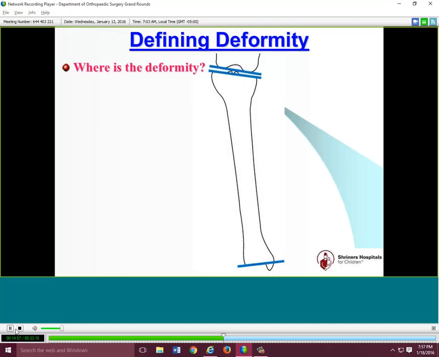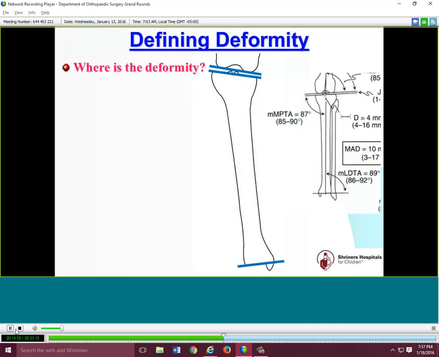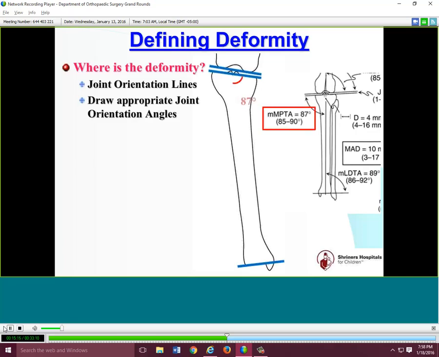And what we can do then, this gets a little trickier, but what we're going to do is take our joint orientation lines that are running across the joint, and draw the appropriate joint orientation angle. So going back to our little cheat sheet saying what that angle should be, we're just going to draw that. At the proximal tibia, it should be 87 degrees, so we'll draw a line 87 degrees down from our joint orientation line. At the distal tibia, we're going to draw a line up of 89 degrees.